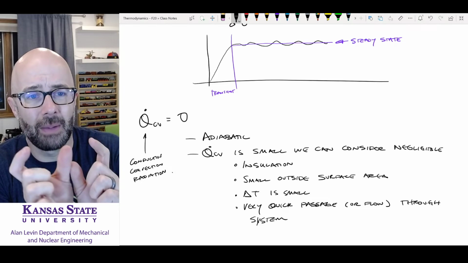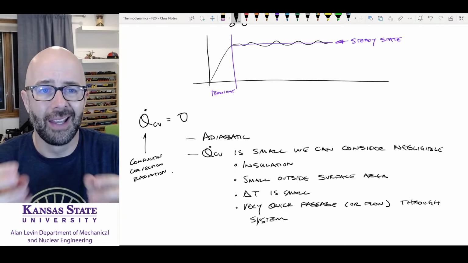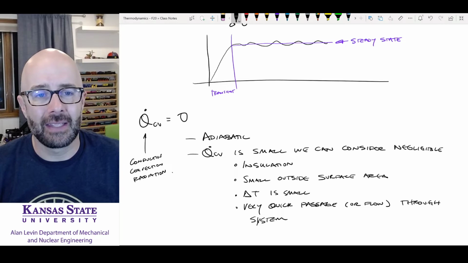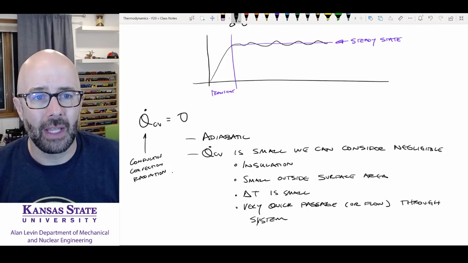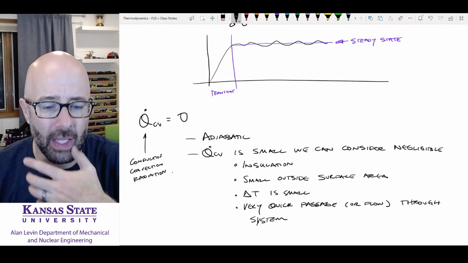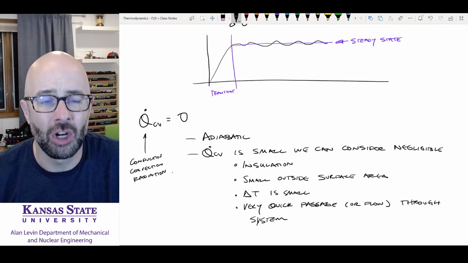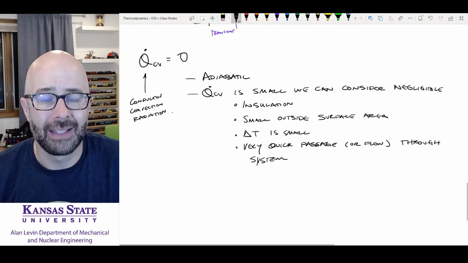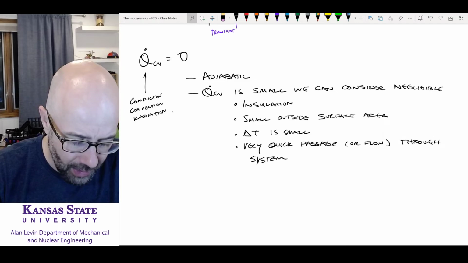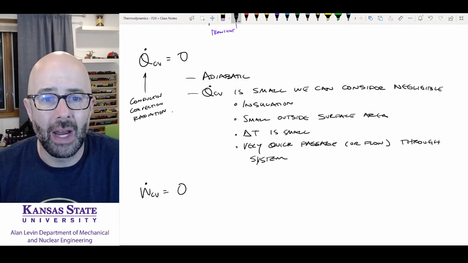That control volume which we're following, that mass that we're following, doesn't have time to leave that system in that area that we're looking at because it's just going through it so quickly. Okay, so that's what we can talk about for Q dot equal to 0. Now we can also have that our power is equal to 0. Our rate of work is equal to 0.